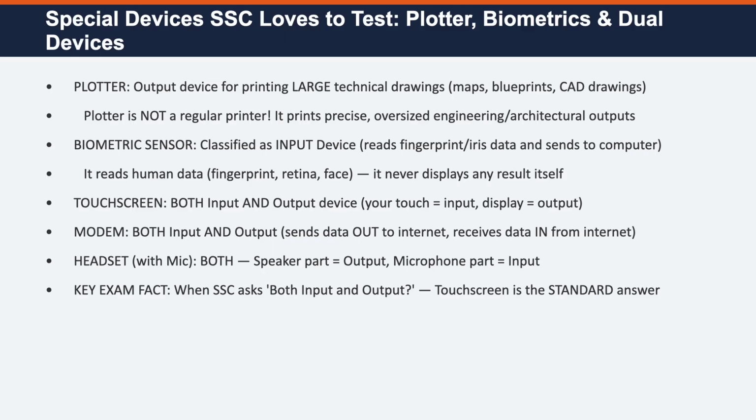Now, the biggest trap of all, the touch screen. Is it input or output? It is both. Your touch on the screen is the input. You are giving commands. What appears on the screen is the output. The computer is showing the result. Both functions happen in the same device.